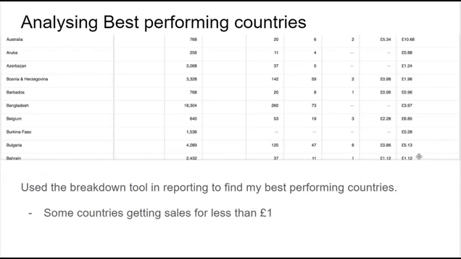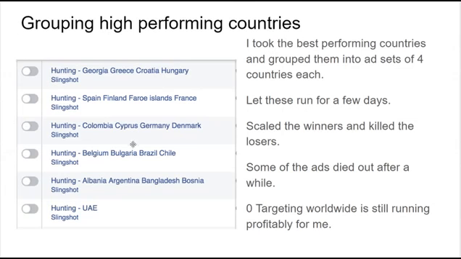So 6 was significant enough that we could put that into an ad set of its own. So what we did then was break it down. I made a list of what was doing well and what countries I found were working, and then I put them into ad sets of their own. So then I tested all these, took the best performing countries and grouped them into ad sets of 4 countries each, and then I let these run for a few days.